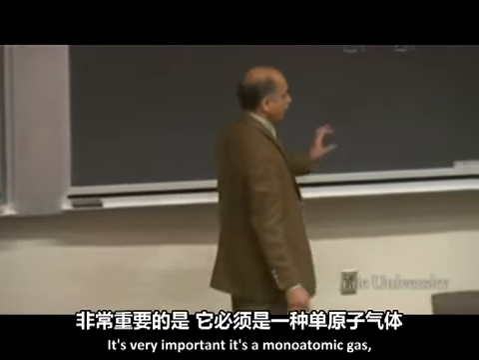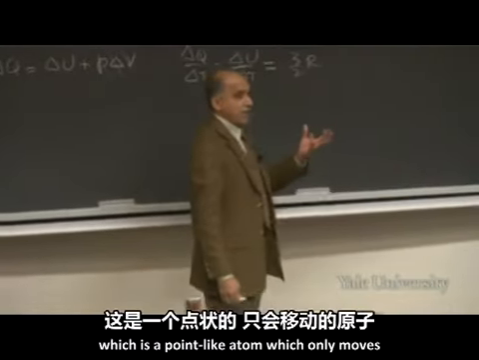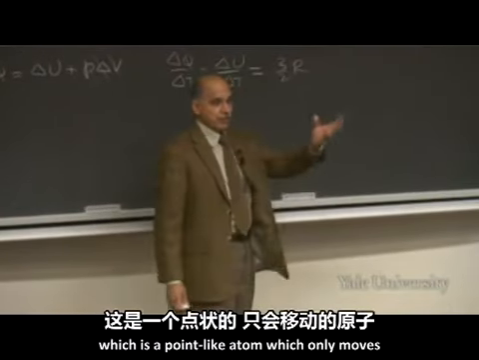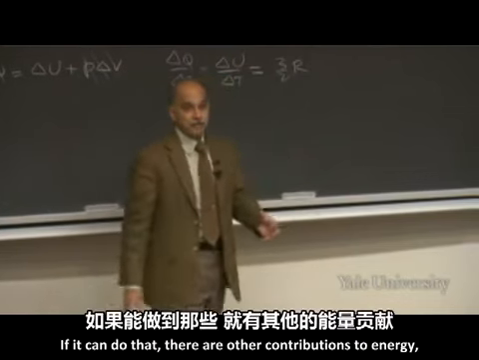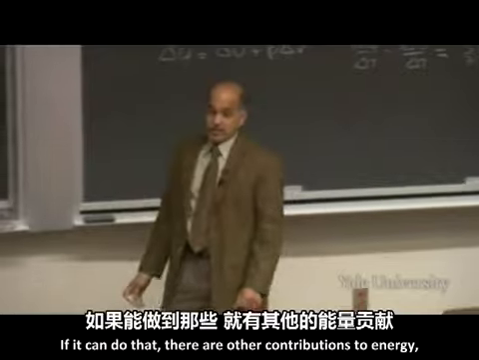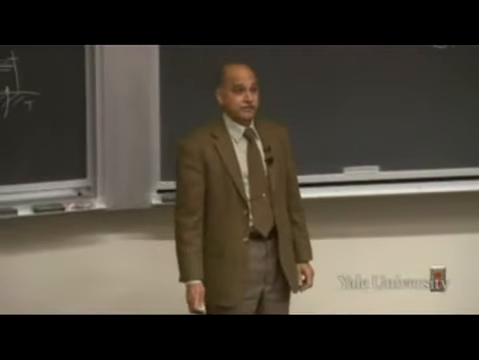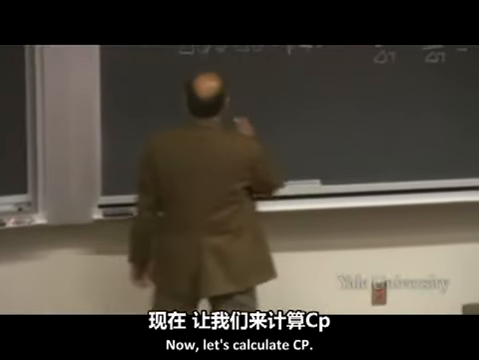It's very important it's a monatomic gas, which is a point-like atom, which only moves but doesn't have any internal structure, so it can't spin and rotate and vibrate. If it can do that, there are other contributions to energy. We're not going there. Now let's calculate Cp.